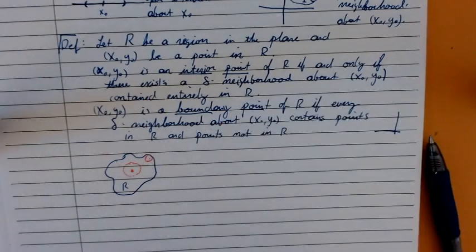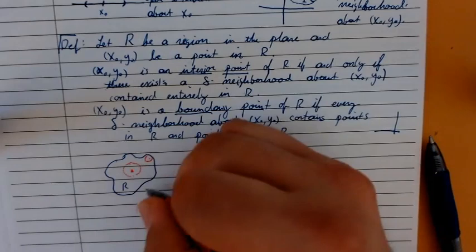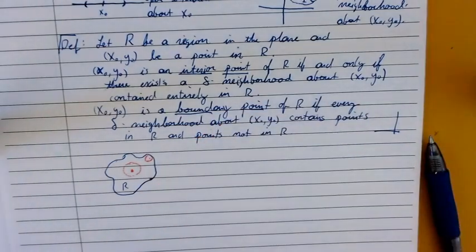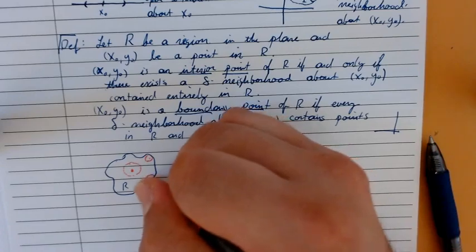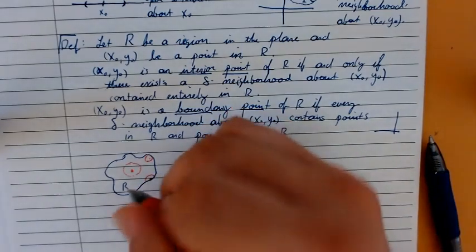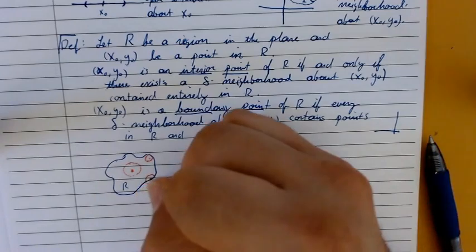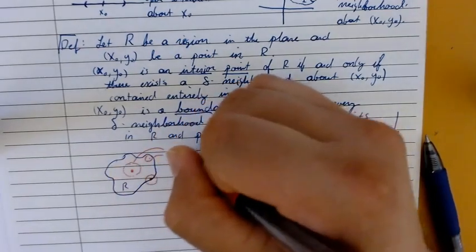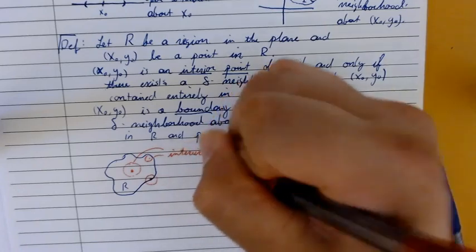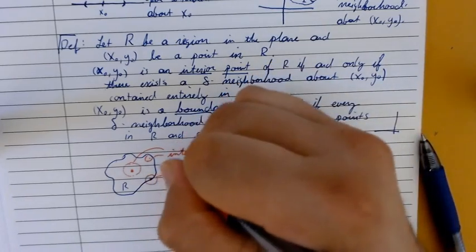Okay? A boundary point would be, well, something on the boundary, something on the edge. Because here, no matter how big or small I make my neighborhood, I have some points that are inside of R and some other points that are not inside of R. So here, both of these would be interior. And this one would be a boundary point.